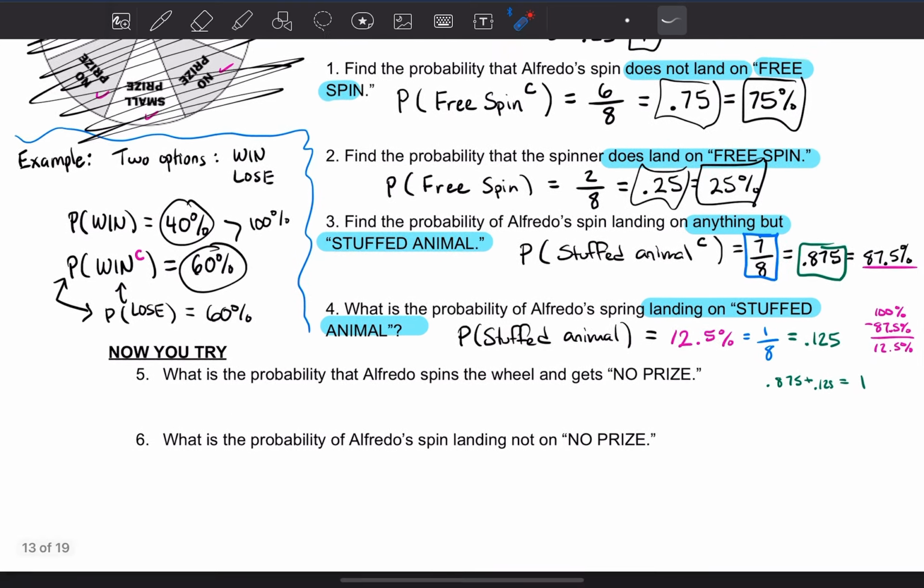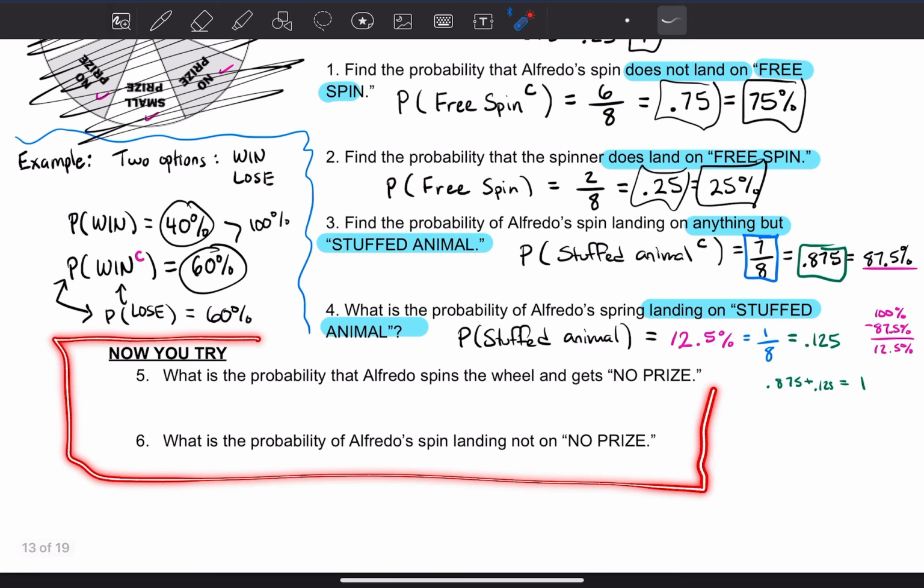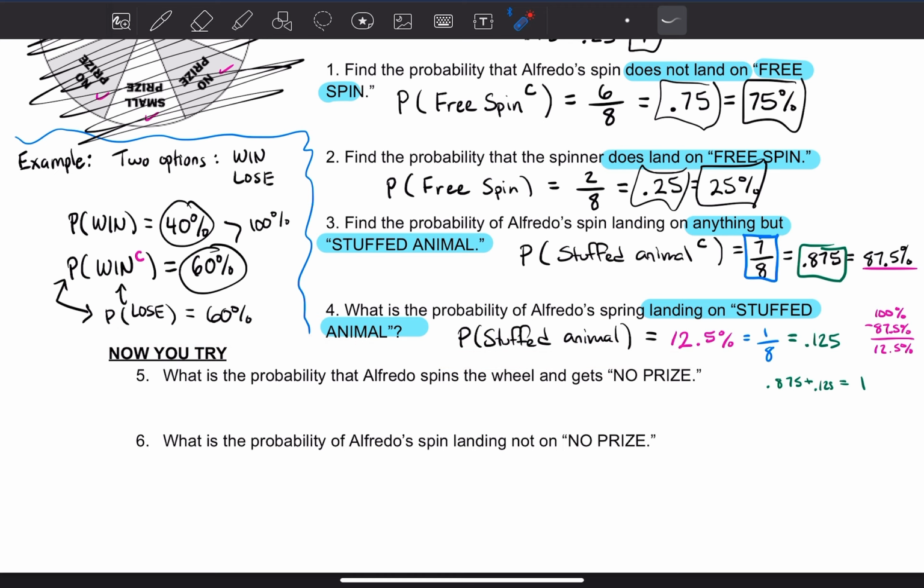I want you to go ahead and now try number 5 and number 6. And when I get back to class tomorrow, I will check these first thing. So make sure you give these a try. It's okay if you get them wrong, but I really want you to try this out.